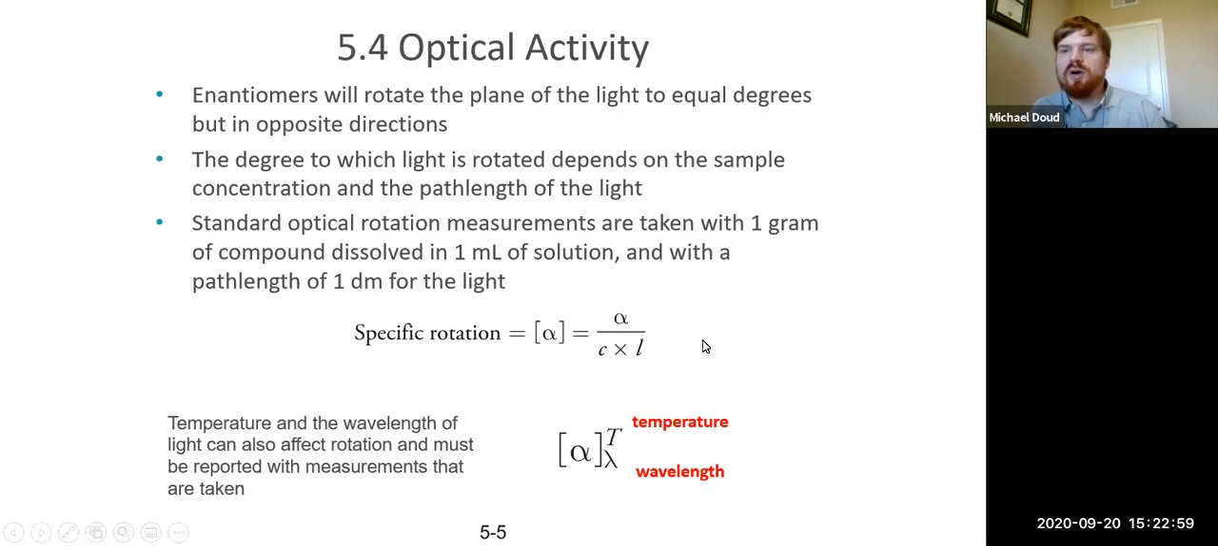This may look familiar from, say, Beer's law, and it is very similar to Beer's law. Now, one thing to point out is that temperature and wavelength can also affect this. So we have to specify the temperature that we're going to measure it at and the wavelength of light that's also measured. So we just note that here. That's also part of the measurements that have to be taken.